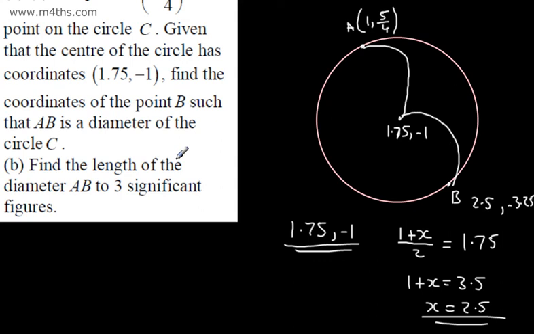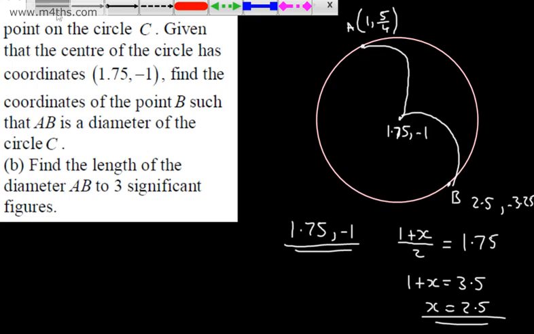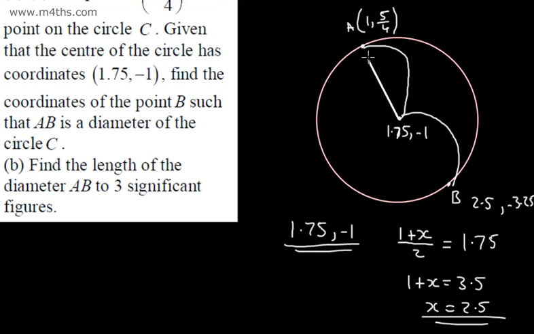In part B, we need to find the length of a diameter AB to 3 significant figures. Now at this stage, I could use these values. Alternatively, I could use the information that I'm given, which is now the point on the circle and the centre, find the radius and double my answer.